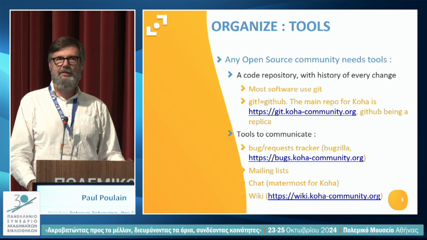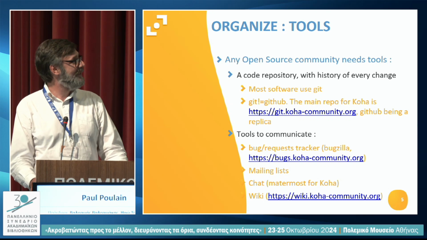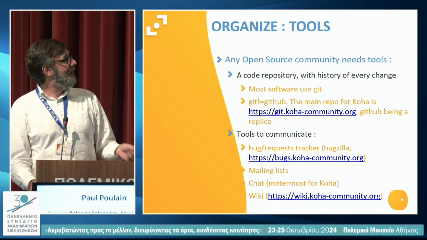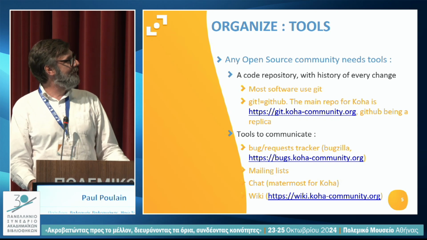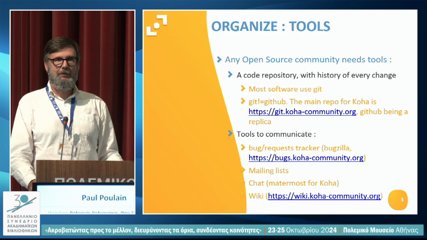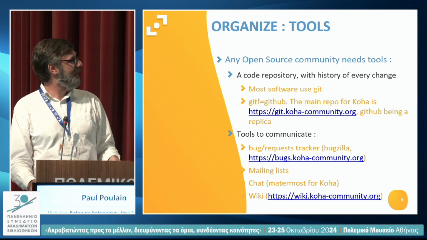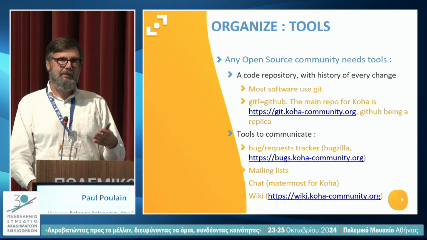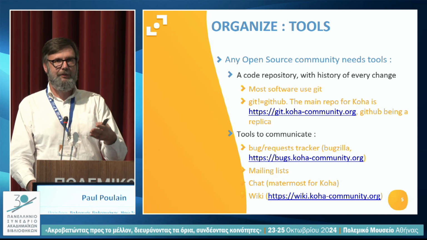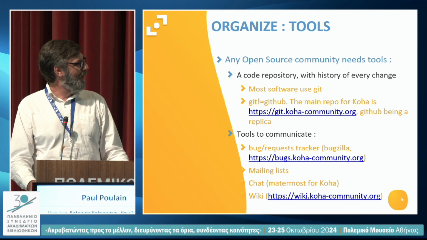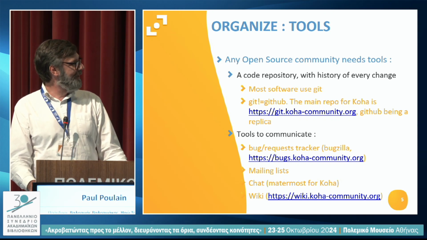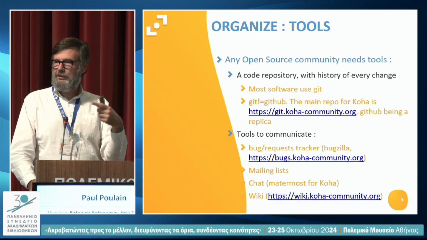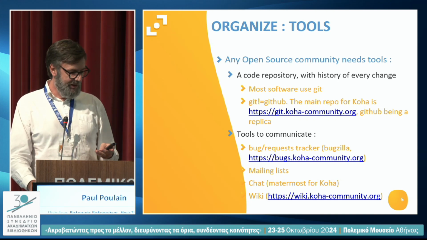Next slide. An open source community needs people, and we also need tools. The most important one is the code repository that takes care of the history of every change. Most software uses a tool called Git. We use Git. We also need tools to communicate, to declare bugs or new features you want to add, etc. So we have a bug request tracker, we have a mailing list, we have a chat, so we can communicate in real time, all volunteers all around the world. We also have a wiki, and we have several other tools.